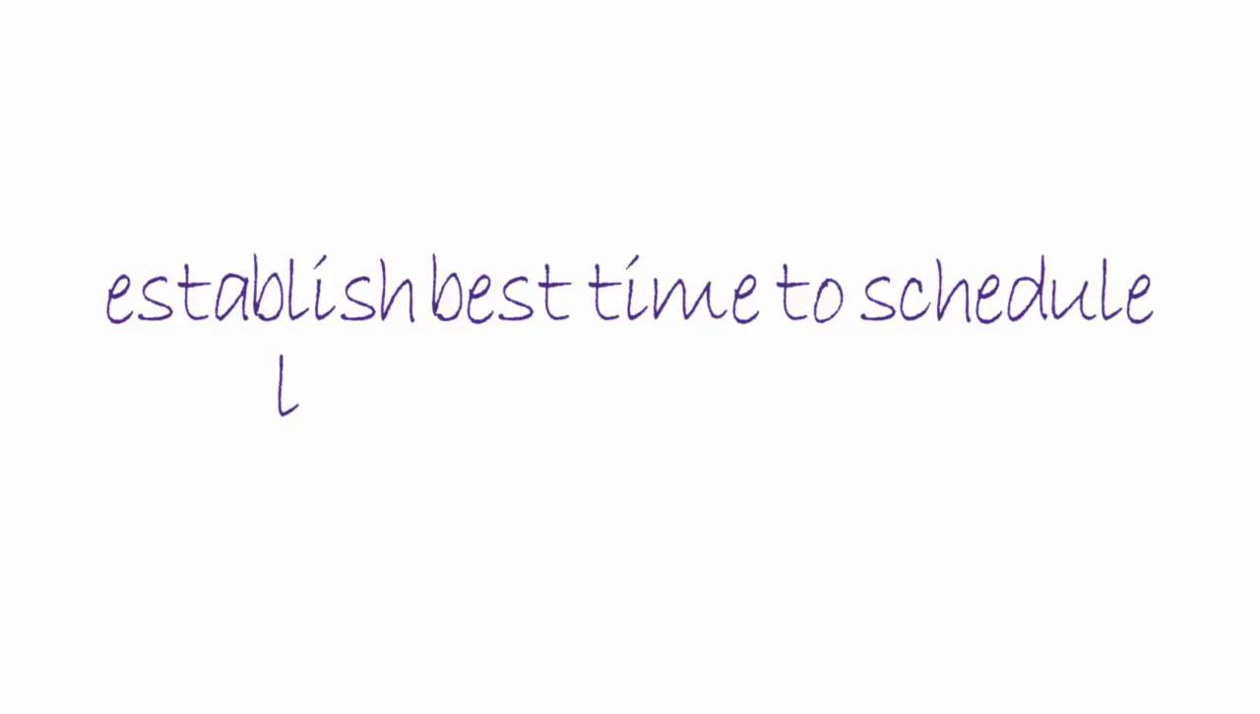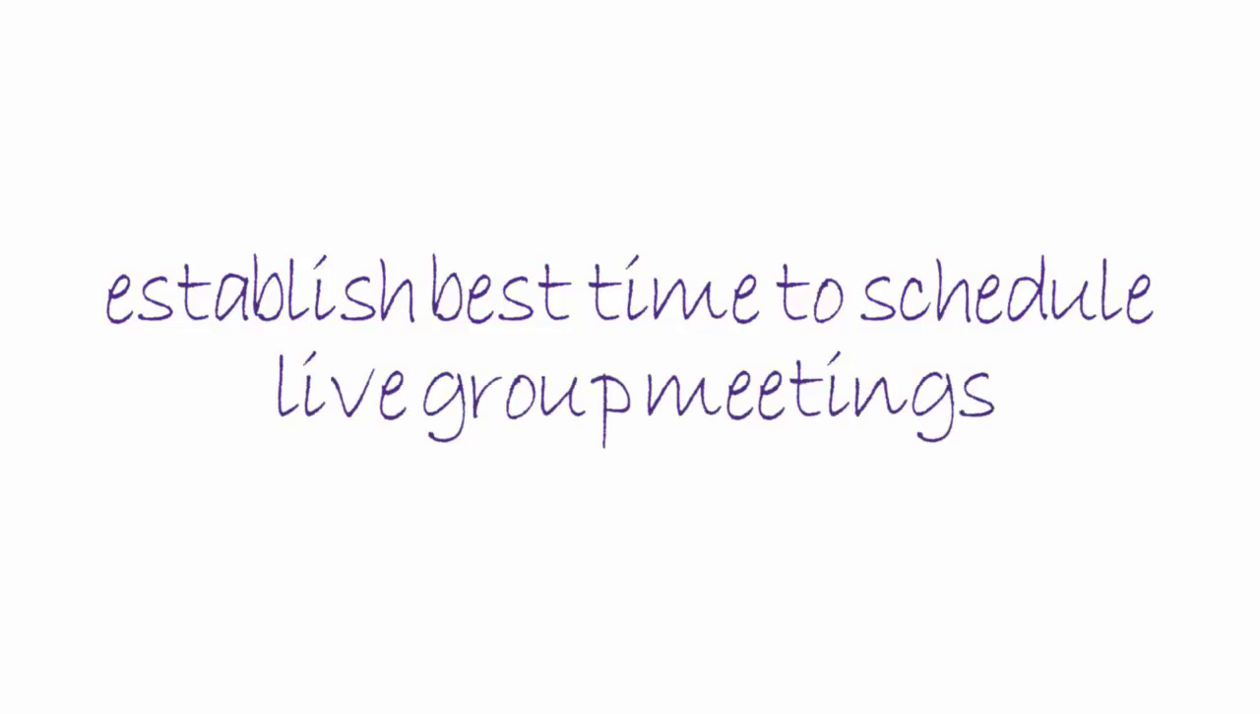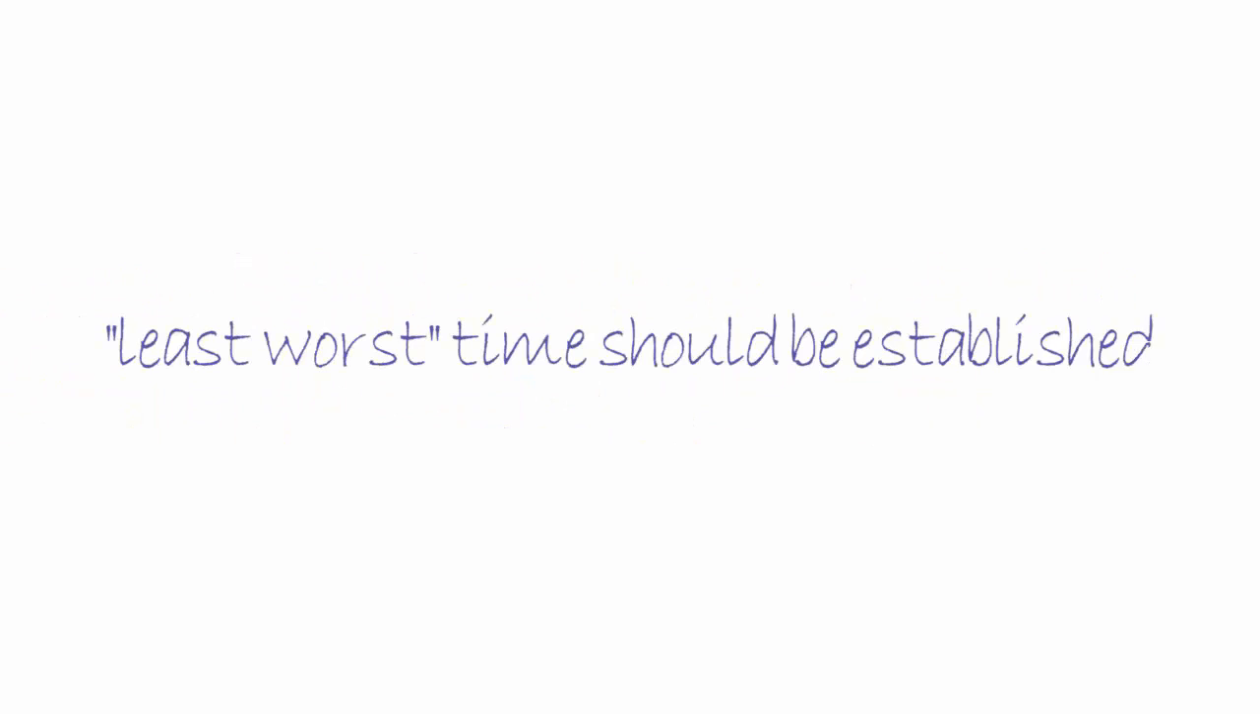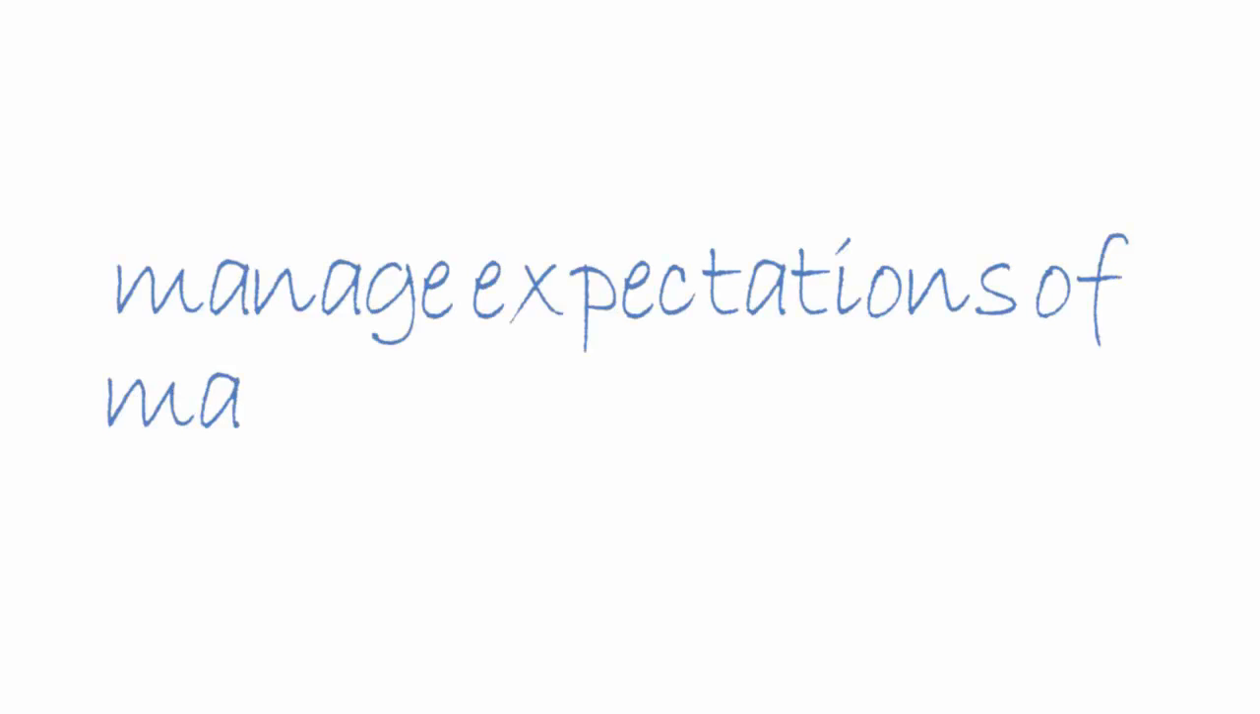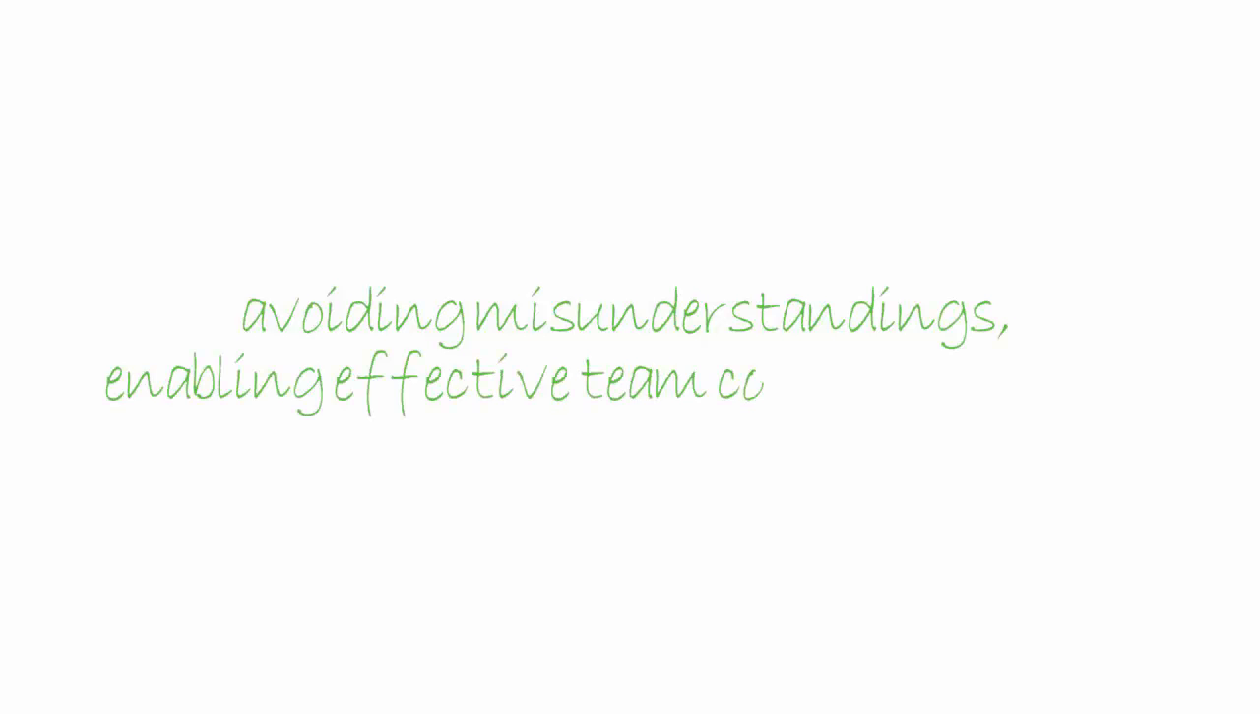It is important to establish the best time to schedule live group meetings such as video conferencing. If the group is global, it will not be easy to find any time convenient for everyone, but the least worst time should be established. The agreement is not intended to be restrictive, rather to manage expectations of management and staff, and ensure everyone knows what is expected of them, when and how. This should have the effect of avoiding misunderstandings, enabling effective team communications, and ensuring people are comfortable with boundaries.